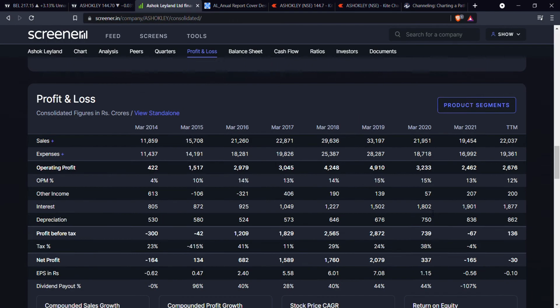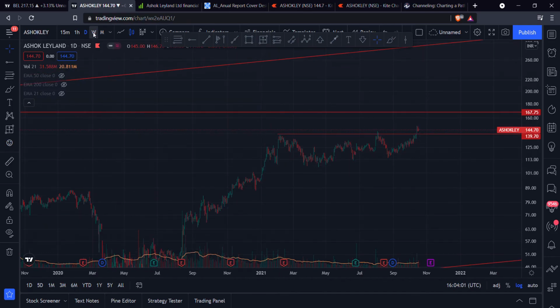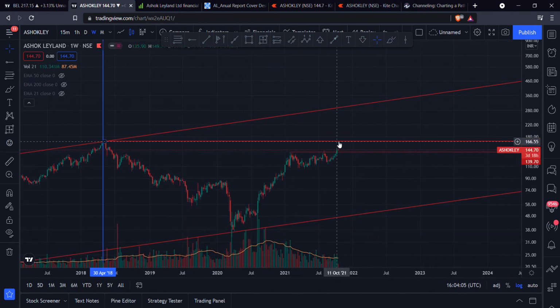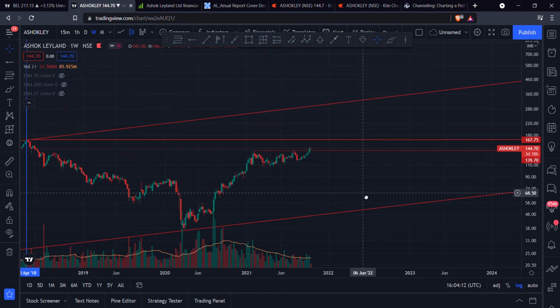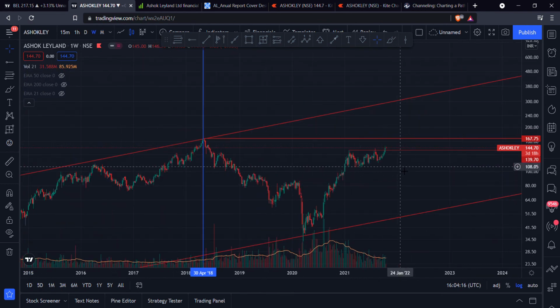So I'm very positive on this, and if there is no third wave and things go smoothly, it can easily reach 300 rupees, and that is almost double from the current price. So to me, it provides a good risk reward ratio at the current price.